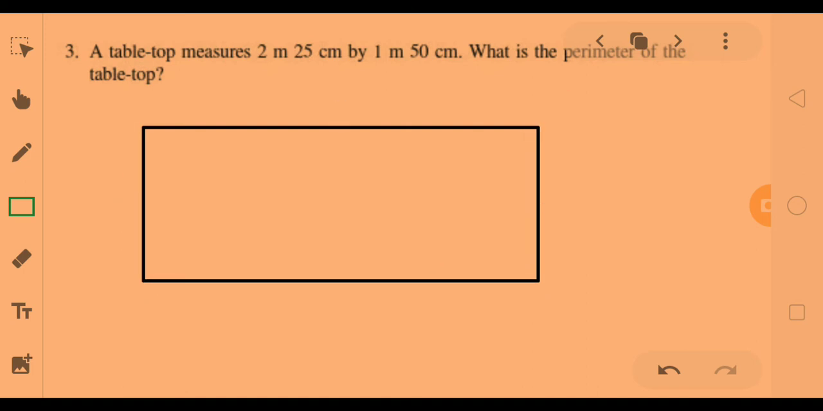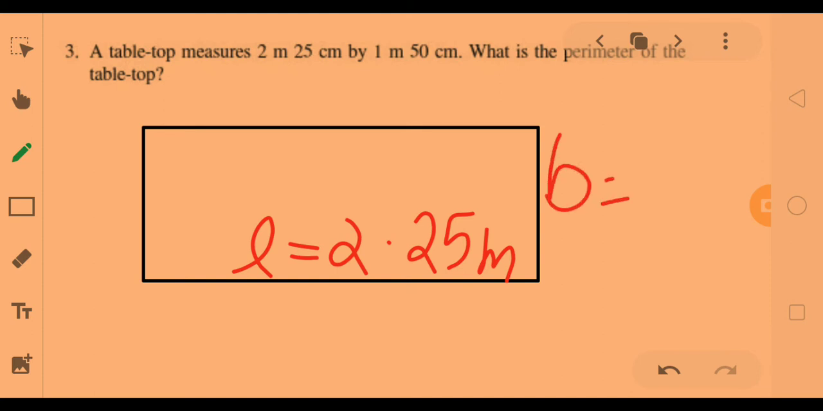But here in this problem we see that the two sides have different measures. So one is 2 meter 25 centimeter. The other side is 1 meter 50 centimeter. So obviously this shape is not a square but a rectangle. So let us mark its length and breadth. Its length is given as 2 meter 25 centimeter, which can be written as 2.25 meter, and its breadth is given as 1 meter 50 centimeter, that can be written as 1.50 meter. Now it is a rectangle.